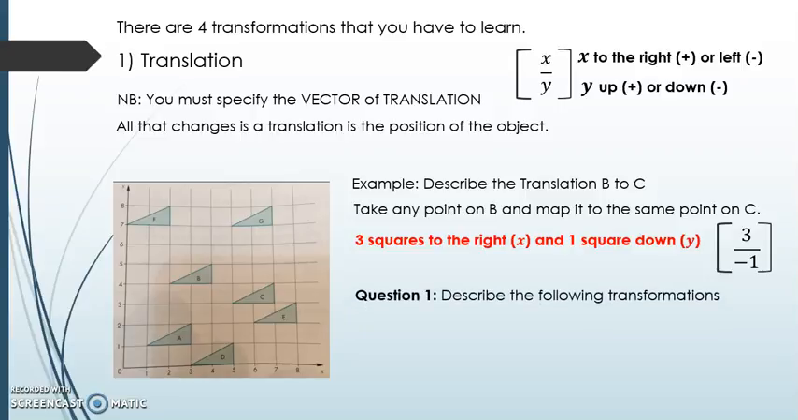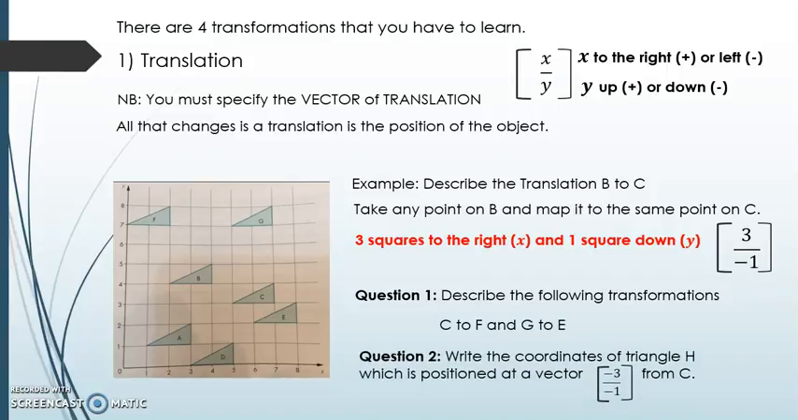Okay, now it's your turn. Question 1. Describe the following transformations. Triangle C to triangle F, and triangle G to triangle E. And question 2, I want you to write the coordinates of another triangle, which we will name H, which is positioned at a vector -3, -1 from triangle C. Now pause.